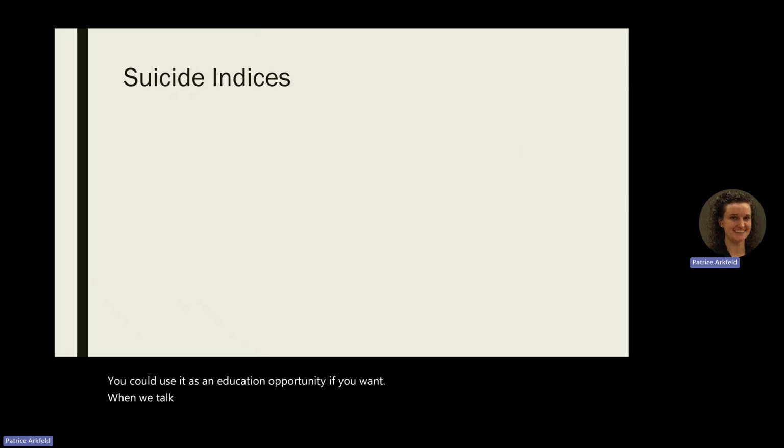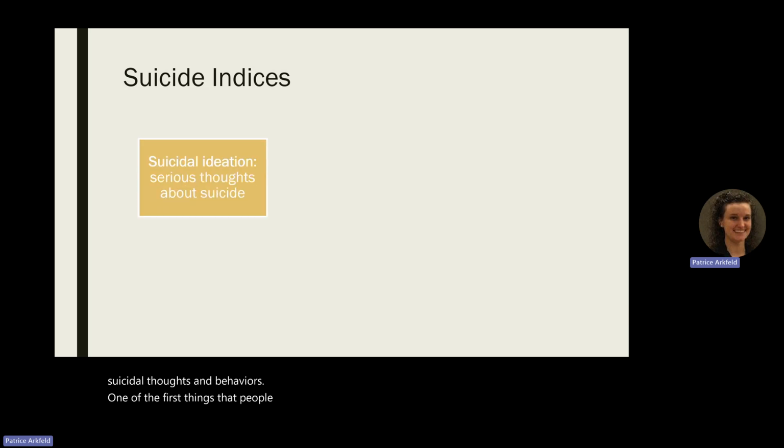When we talk about suicide as well, there are multiple indices of suicide or different levels of suicidal thoughts and behaviors. One of the first things that people think about with regard to suicide is what we call suicidal ideation. These are the thoughts that someone has about suicide, the serious consideration of suicide specifically. So a suicidal thought is the serious consideration of suicide. Not just Professor Arkfeld was talking about suicide, so I'm thinking about suicide, I have suicidal ideation. It's thinking about suicide as a serious option for yourself.